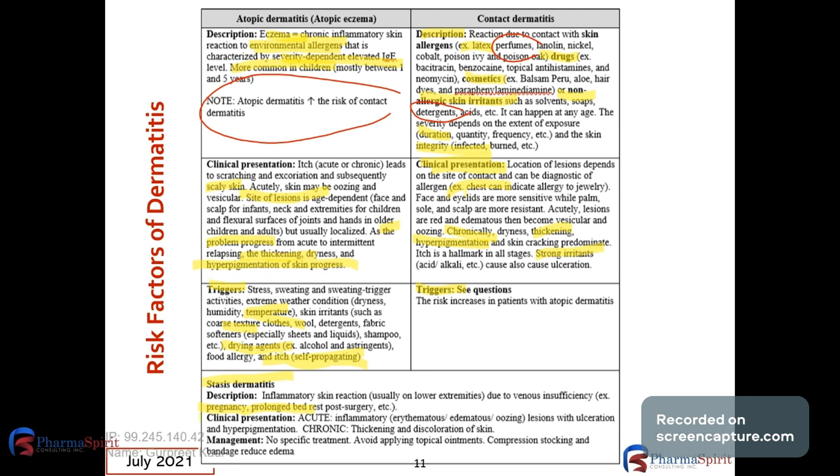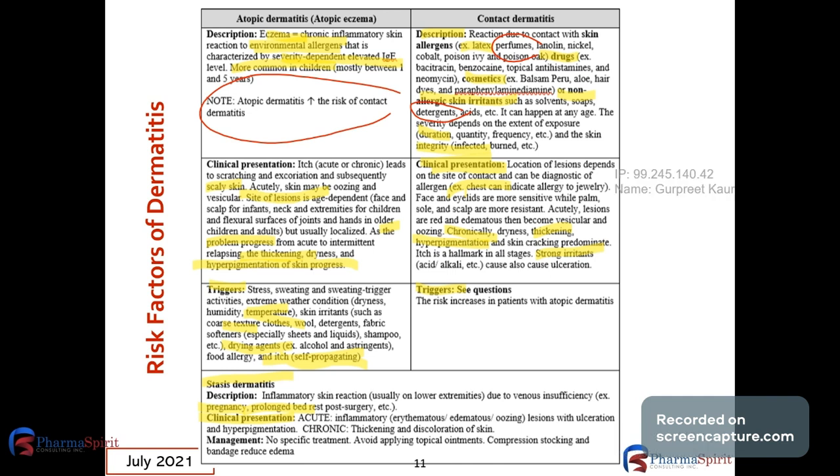Clinical presentation, again, it can be acute or chronic. In the acute phase, it's usually inflammatory. There is erythema, edema, oozing, and lesions with ulcerations and hyperpigmentation. In chronic, the skin starts to become thicker, thickening of the skin, and discoloration of the skin.